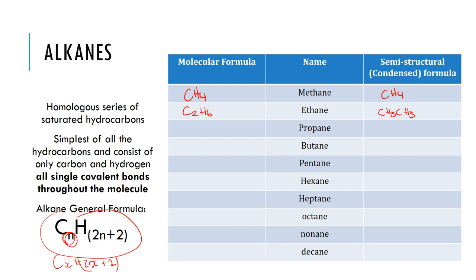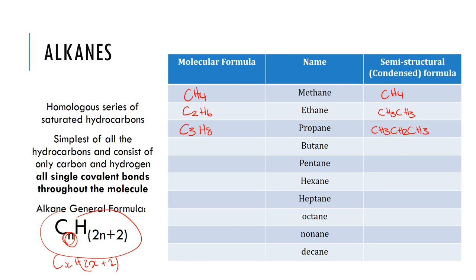Propane is going to have C3, and then H2n+2 is going to be 6 plus 2, which is 8, so C3H8. Our semi-structural formula now is CH3, and we said that we're going to go up by a CH2 each time. So I have a CH3 on each end of my hydrocarbon, and now I've got a CH2 in the middle and another CH3 on the end. So I've got 1, 2, 3 carbons and my 8 hydrogens.